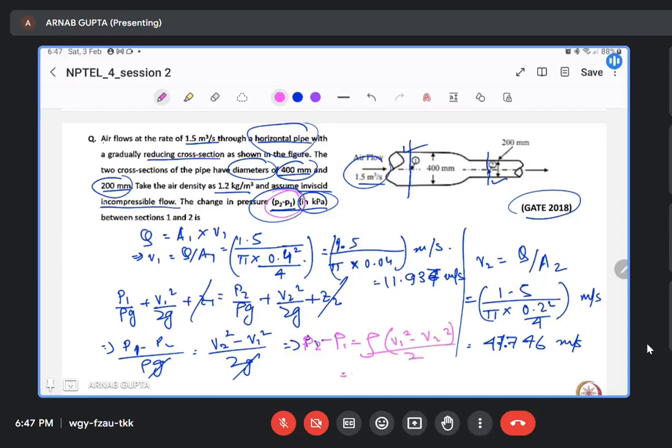So rho I am considering as 1000 kg per meter cube because it's water. Oh, sorry, I am extremely sorry. It has been said that it is air, right? It has been said that air flows at a particular rate. So you need to consider the density of air, 1.293, right?